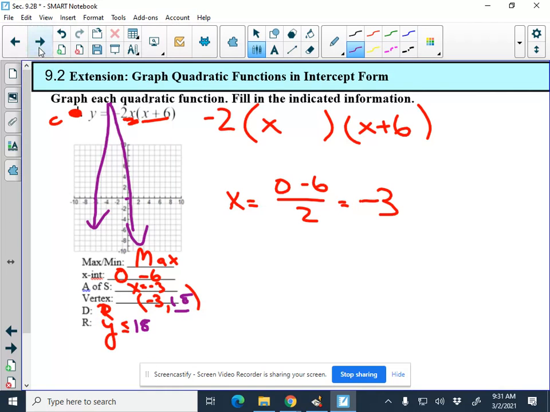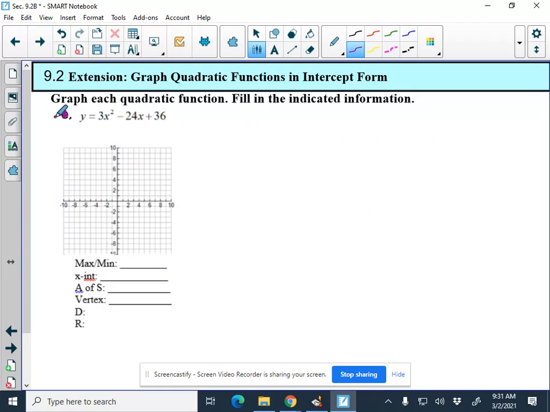Next one. So D on yours. Okay, graph the quadratic, fill in the missing information. So this one, is it in the same form we've been doing today? No. So this one is actually back in the other form. So if it's in the other form, we're going to adjust. So this will be practice. This is what we looked at yesterday.